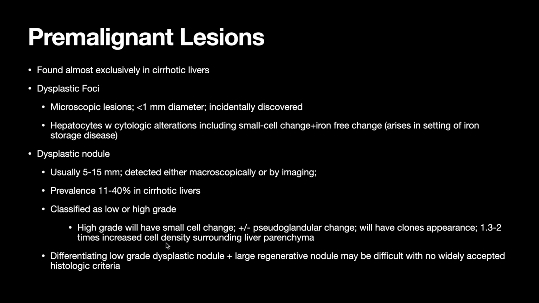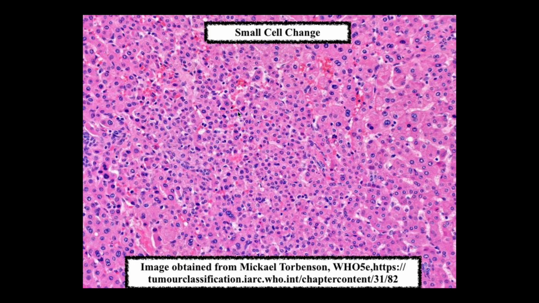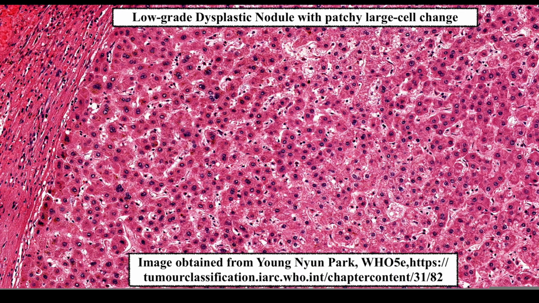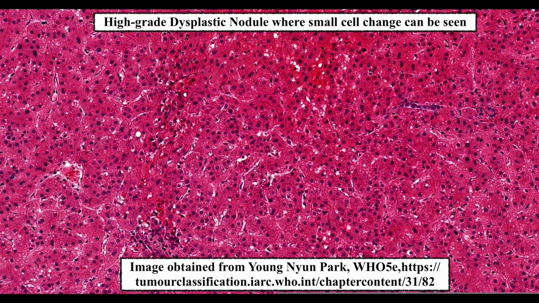High grade will have small cell change, plus or minus pseudoglandular change. It will have a clonal appearance, and it'll have 1.3 to 2 times increased cellular density surrounding the liver parenchyma. And differentiating low-grade dysplastic nodule and large regenerative nodule may be difficult with no widely accepted histologic criteria as of now. This is an instance of small cell change where you can see the change in the middle compared to your surrounding hepatocytes of larger size. This is low-grade dysplastic nodule with patchy large cell change. This is high-grade dysplastic nodule where small cell change can be seen.